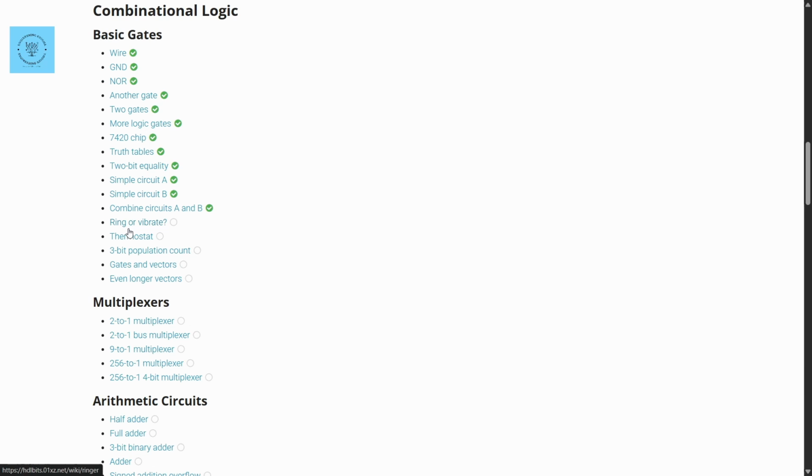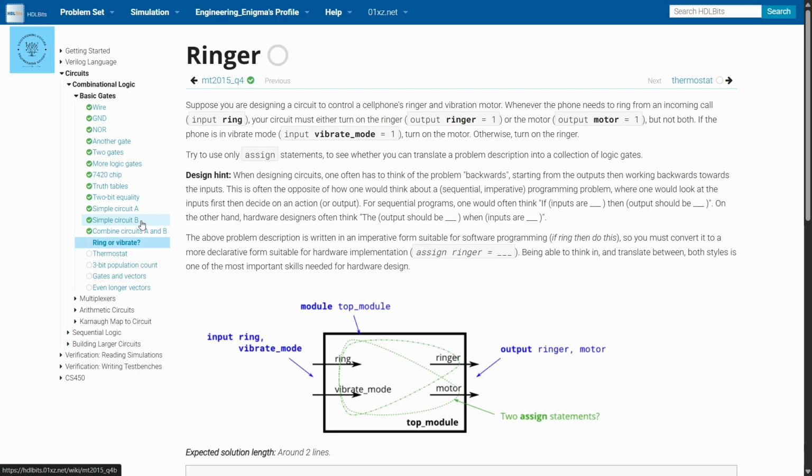So today we'll be seeing about ring or vibrate. So here is our problem statement, and the expected solution length is around just 2 lines. So let's see what our problem statement is.